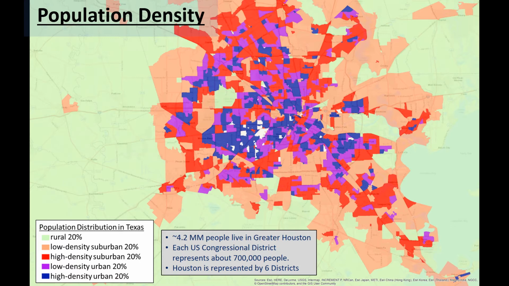There are over 4 million people in the Houston area. Each House district represents around 700,000 people, so we should be able to represent the Greater Houston area with about 6 districts. Now it might be logical to believe that politicians might use the population centers as a starting point for drawing districts.